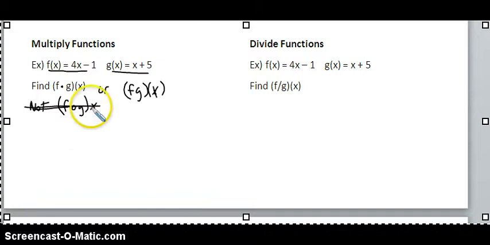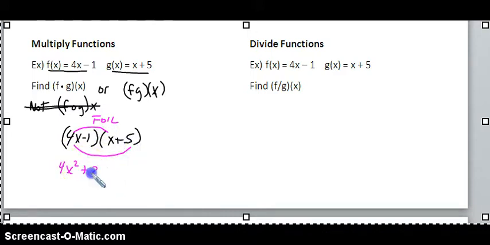Alright, so if we multiply these together, binomial times a binomial, notice that I specifically put them in parentheses so that now I can actually FOIL them. So if we FOIL, the first terms make 4x squared, outer terms make a 20x, inner terms make a negative 1x, and finally the last terms make a negative 5. Again, we combine our like terms: 4x squared plus 19x minus 5.